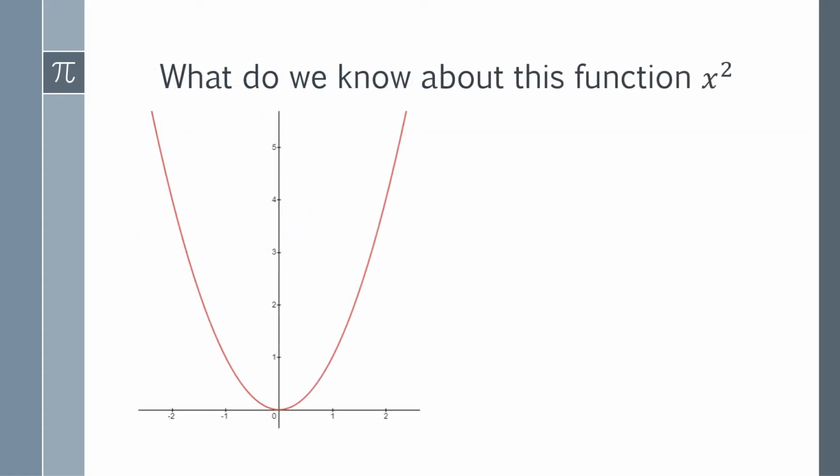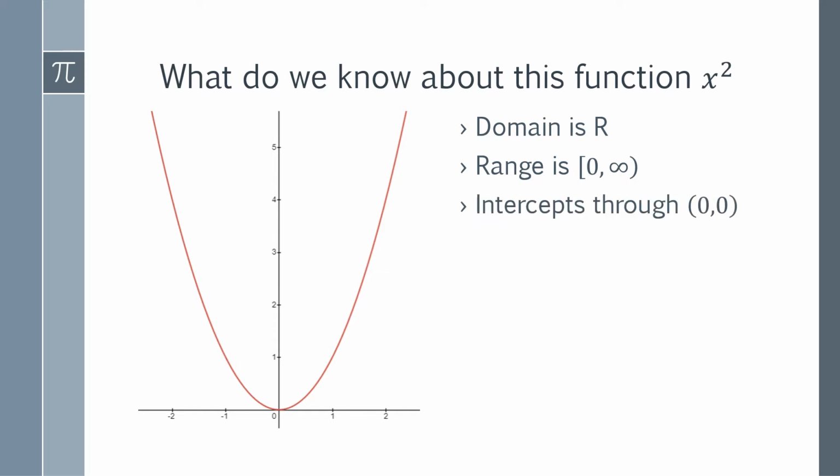Alright, what do we know about this function? About quadratics? We know that the domain is going to be what? R, all real numbers, negative infinity to positive infinity. What about the range? 0 to infinity. And the reason we use a bracket for 0 is because it starts at a specific number. The intercepts are through the origin. The inverse is a square root.